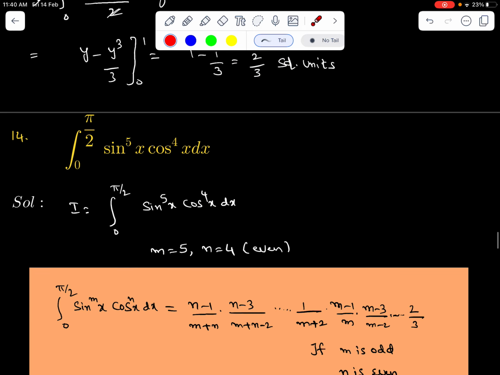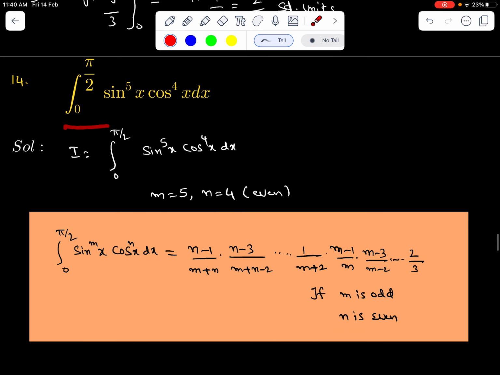Next, integral 0 to pi by 2 sin power 5x cos power 4x dx. It is in the form of m is equal to 5 odd, n is equal to 4 even. You can use this formula: integral 0 to pi by 2 sin power m x cos power n x dx. Already I explained this sum above. n minus 1 by m plus n, n minus 3 by m plus n minus 2, and so on, 1 by m plus 2, m minus 1 by m, and so on, 2 by 3.